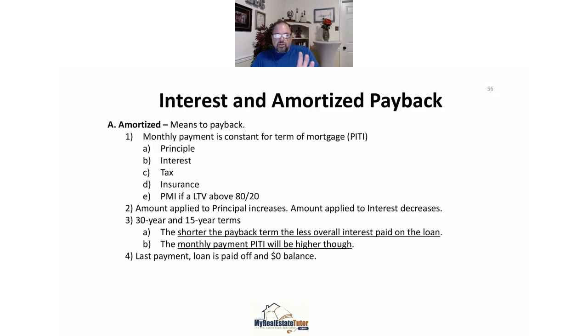Now, the term amortized means to pay back. So principal and interest is what your amortization schedule is for the term loan that you're borrowing. Tax, insurance, and PMI are added onto it, but that goes to other things. So the principal and interest is your amortization schedule. Part of it goes to principal. The other part goes to interest. Now, 30 versus 15, the shorter the payback, the less overall interest you're going to pay on the loan. And again, at the last payment, you're going to have a zero balance.